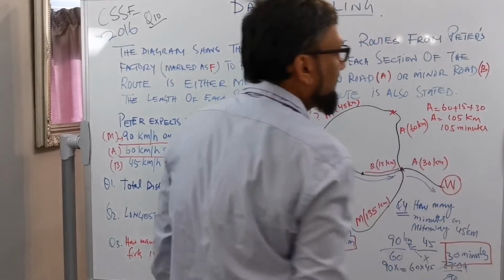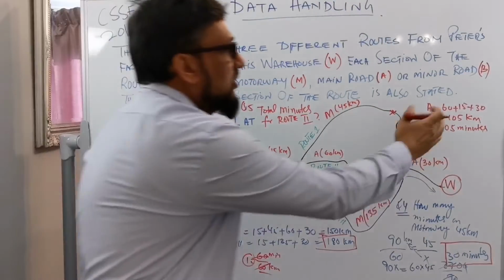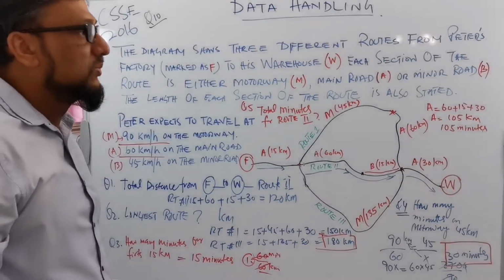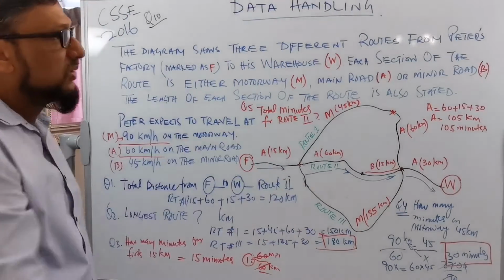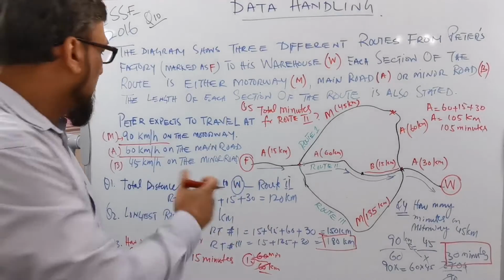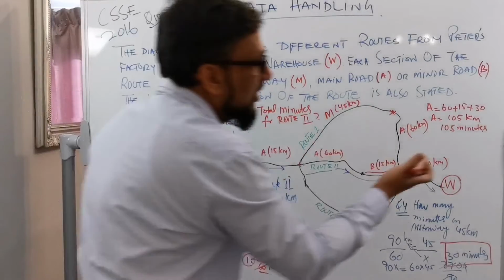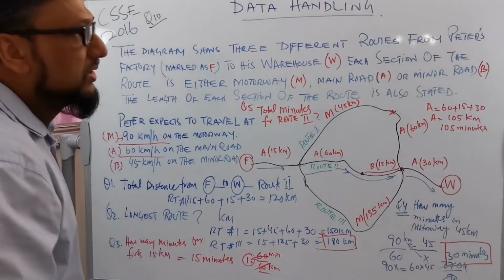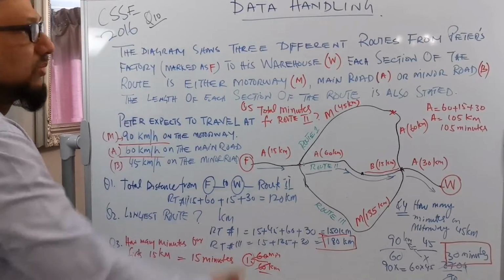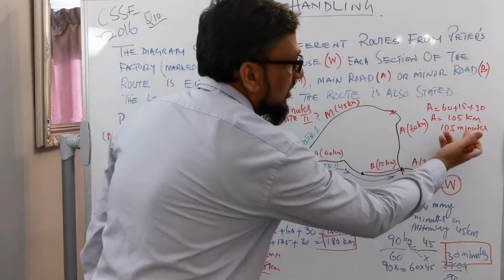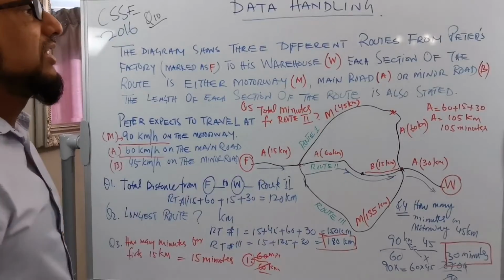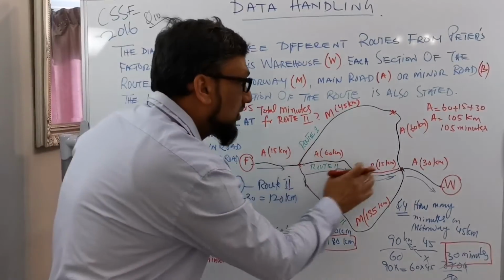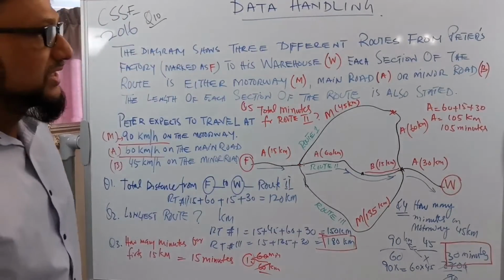Very simple. So how many kilometer he traveled? 105 kilometer as per 60 kilometer per hour. So it means the same, he's traveling 1 minute for every kilometer. So we need to simply do 105 times 1. So 105 minutes for just only the main road, which is A.